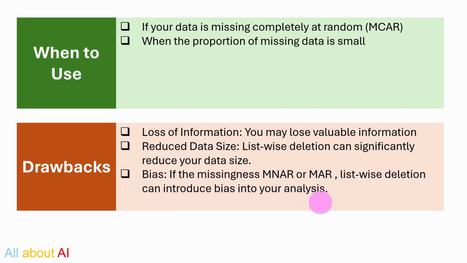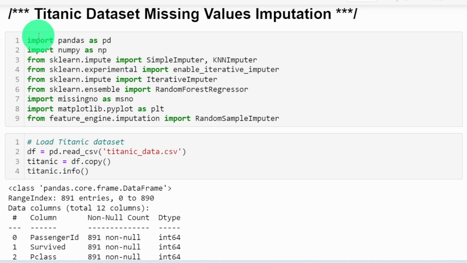Now let's take a quick look at code. I'll be using the Titanic dataset for showing missing values imputation related to numeric fields. We'll be loading the libraries pandas, numpy, and from sklearn impute, SimpleImputer and KNNImputer. We'll also import the missingno library, which will show us missing data in a very nice graphical way. Matplotlib is required for showing those graphs. And then from feature-engine, we'll be importing RandomSampleImputer. Now first step, we'll be loading the Titanic dataset.